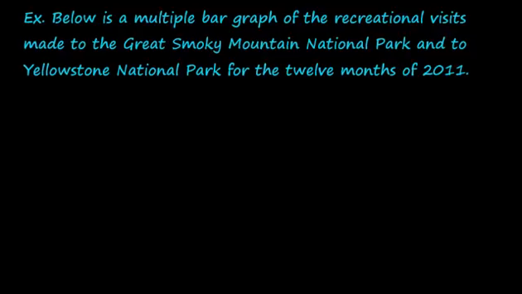Okay, so below is a multiple bar graph of the recreational visits made to the Great Smoky Mountain National Park and to Yellowstone National Park for the 12 months of 2011. So it's telling us we've got two different data sets, and this is categorical data. They're talking about months. The categories are January, February, March. That would be an ordinal data set, right? Because there is a natural order to that, but these are just categories.